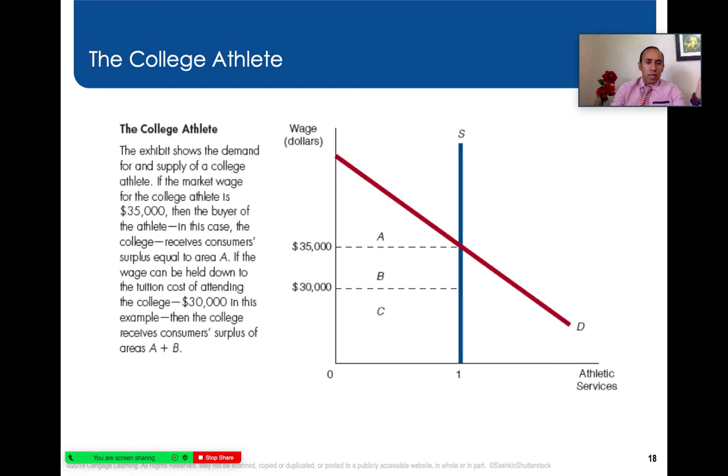If the wage is held down at $30,000, then the university gets an even higher benefit of A and B. In this case the college receives a consumer surplus, a consumer benefit. The university, if it only pays 30,000, is still going to hire the athlete. And area B is the supplier's benefit from going to the school, getting 30,000 in tuition. So this is the student. The student gets 30,000, gets accepted into the school, and that's their benefit from going to school.